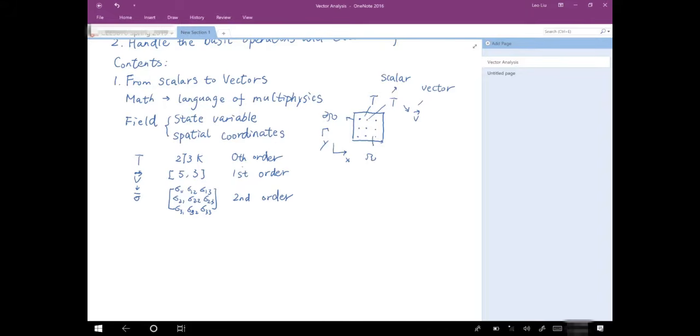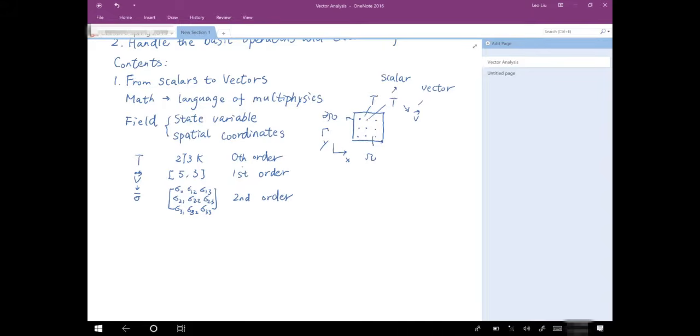So now what do we need for vector analysis? What do we need to know? What we need to learn is how to deal with vectors and higher order tensors, just like what we did with scalars. So those basic operations and the more complicated calculus. We need to know those things for vectors, and that's what we're trying to do today.